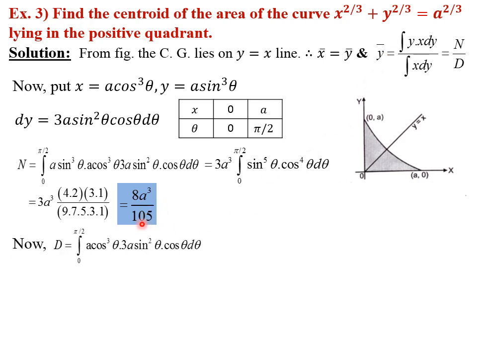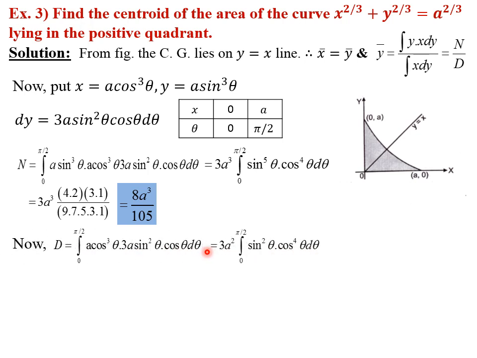So now let us evaluate d. So again, using the same substitutions, we'll get d is equal to integration from 0 to pi by 2, the limits for theta that we have obtained here. Then according to the formula, x into dy, value of x is a cos cube theta into dy, 3a sin square theta into cos theta d theta.